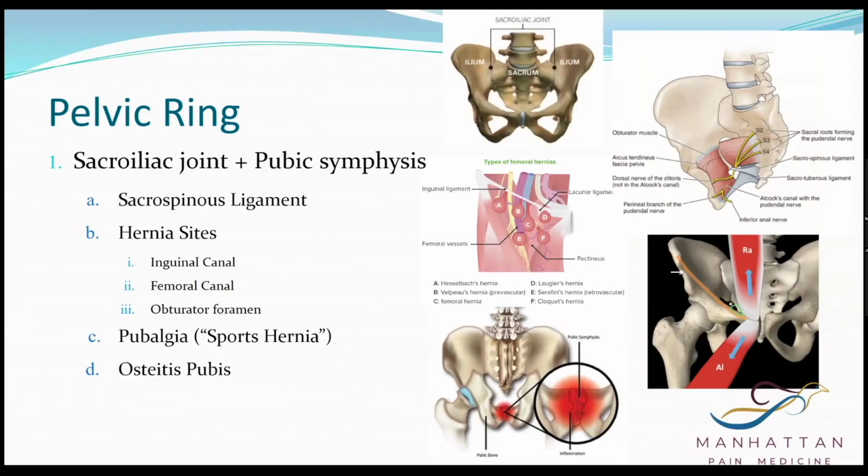And so these structures come together, and it's a common point of strain, and you can develop a sports hernia at that point. And then osteitis pubis is at the pubic symphysis, this bottom image.